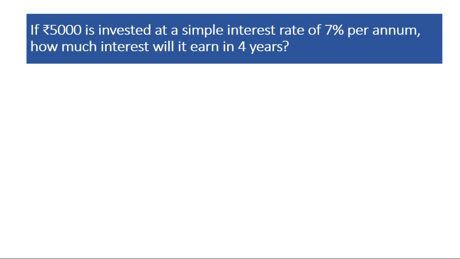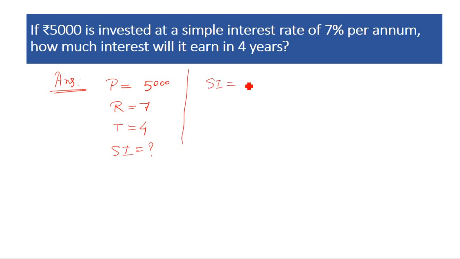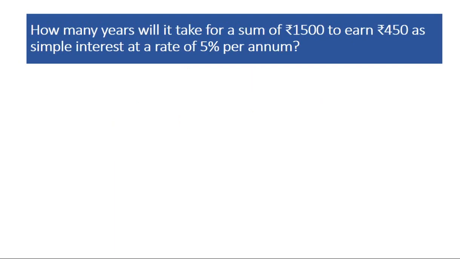If 5000 is invested at a simple interest rate of 7% per annum, how much interest will it earn in 4 years? P is equal to 5000, R is equal to 7, T is equal to 4, SI is equal to what? SI is equal to P into R into T by 100. 5000 into 7 into 4 by 100. 1400 is the correct answer.